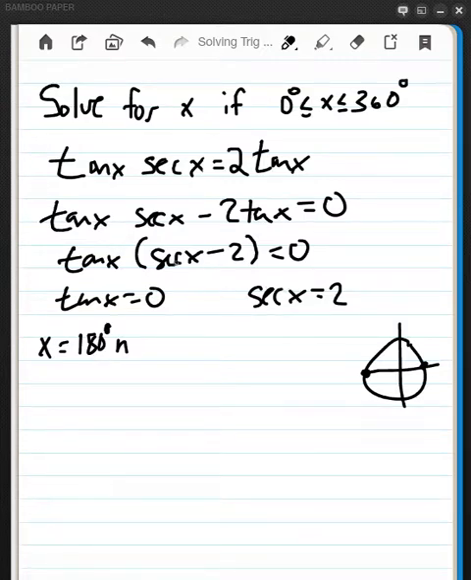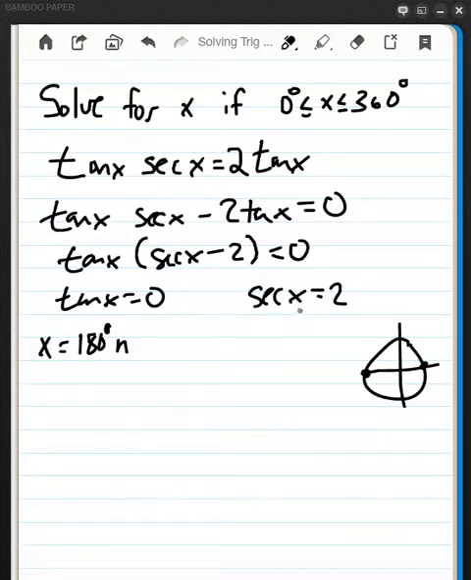That is not a restricted value for secant. Secant's only restricted where cosine is 0, which is at pi over 2 and 3 pi over 2. Tangent and secant have the same restriction. So if we solve for one, we're not going to have to worry about being in the domain restriction of the other, which is nice.